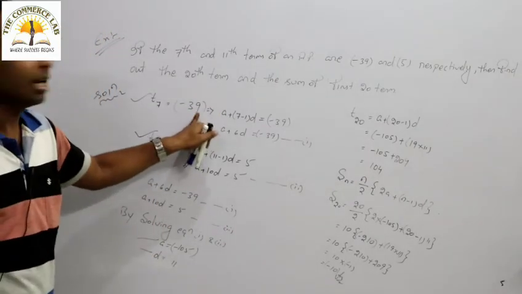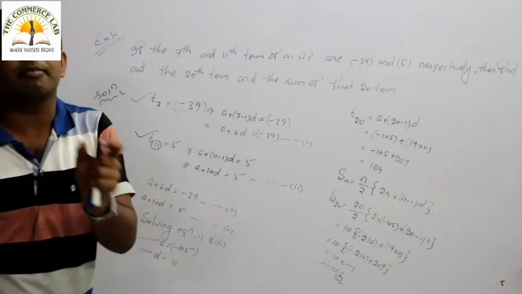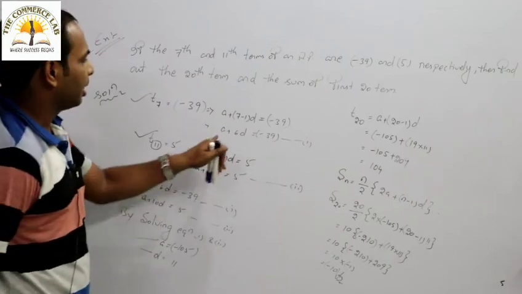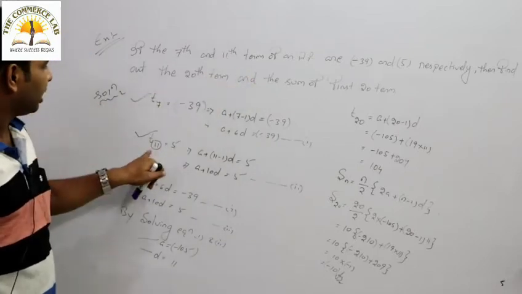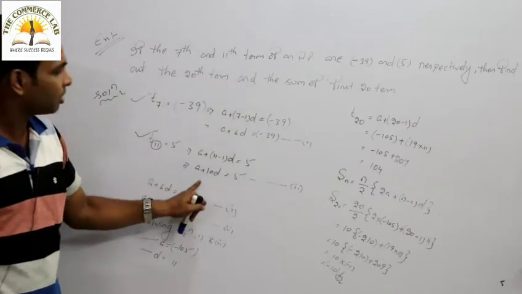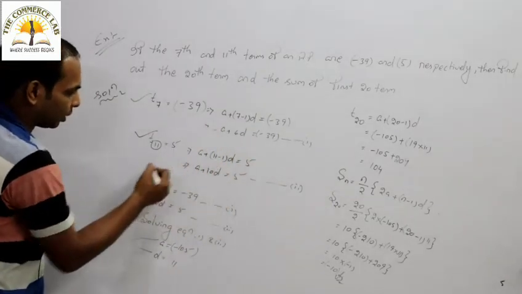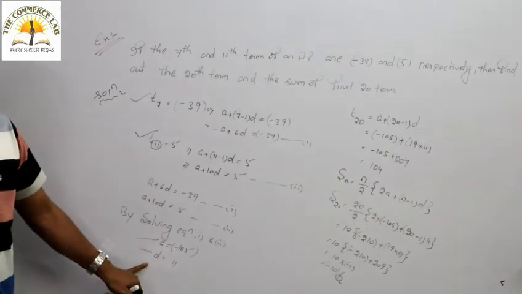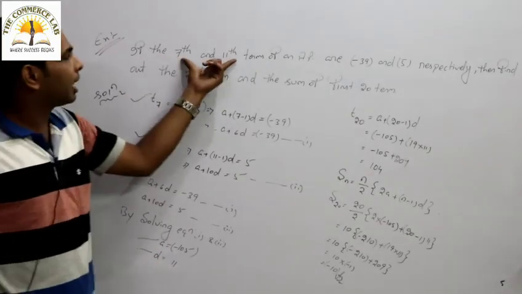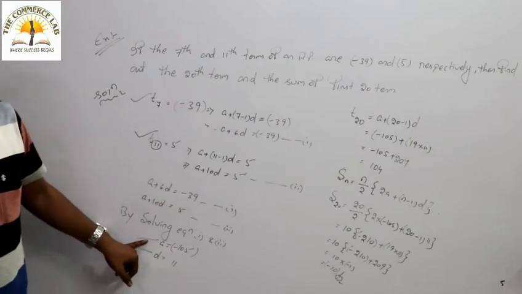T7 equal to minus 39. But T7 equal to A plus 6D, that is A plus n minus 1 into D, where n is 7. So A plus 6D equal to minus 39. Similarly, T11 is A plus 10D, and A plus 10D equal to 5, as given. Then by solving equations 1 and 2, we find A equal to minus 105, D equal to 11. So from these two data, we have found the value of A and D.